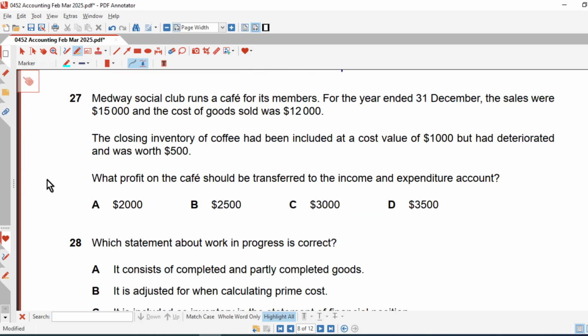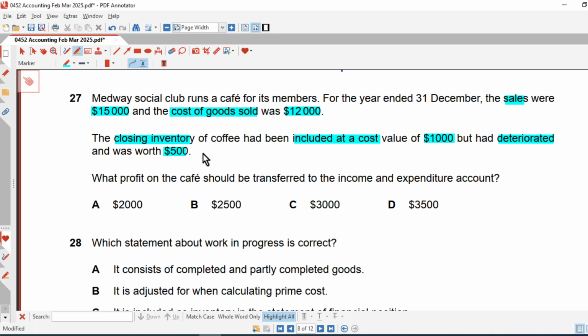Question 27. Medway Social Club runs a cafe for its members. For the year ended 31st December, sales were 15,000 and cost of sales was 12,000. The closing inventory of coffee had been included at a cost value of $1,000 but had deteriorated and was only worth 500. Right, so the quality has dropped.